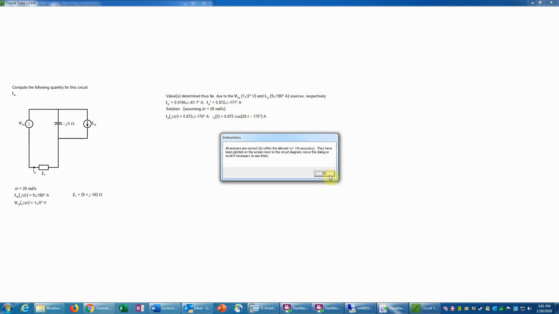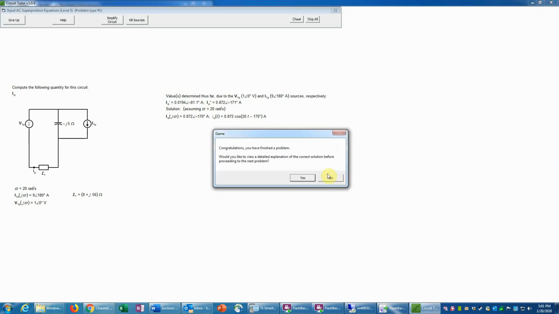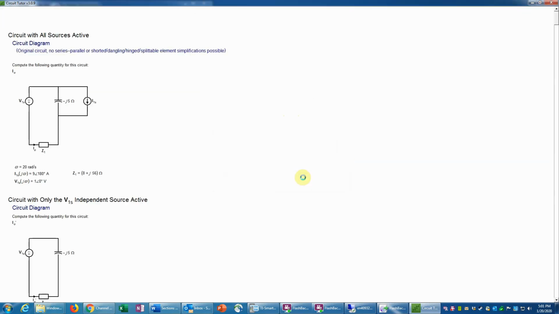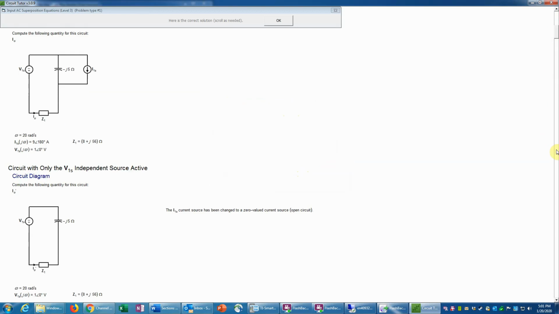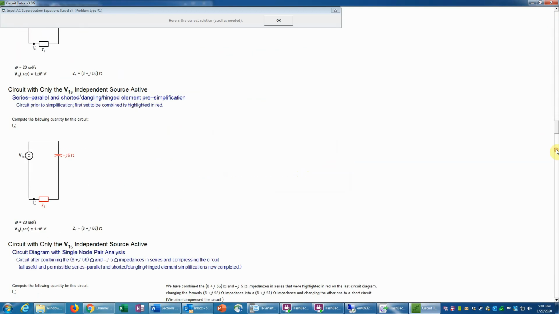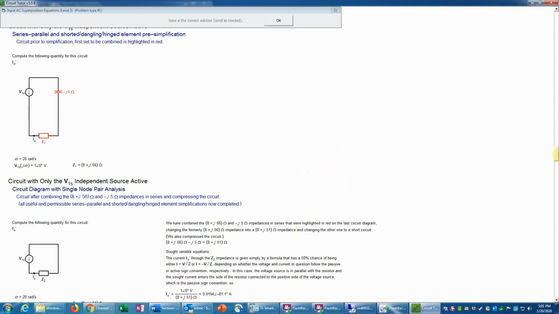Okay, that's good. And basically we finished that, and if we want to see a complete explanation similar to the example before, we could click yes there, and it would show us all the steps involved in doing the calculation. Just in case we were uncertain about anything or any of the explanations, we could look at that. So that completes this problem.